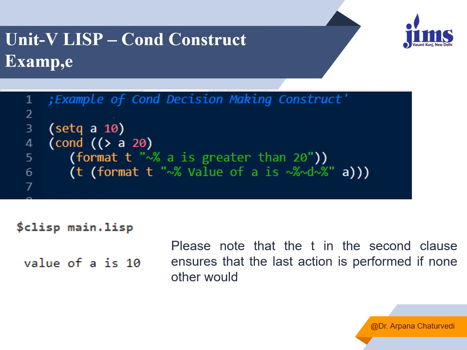That is format T. Tilde percentage will give you a new line character. A is greater than 20. No, A is not greater than 20. Otherwise it will print the value, that is value of A is 10. So this is a consequent statement which will get printed. So value of A is 10. This will be printed. Then again it will check; if we put it in a loop, it will keep on printing till it doesn't become 20.